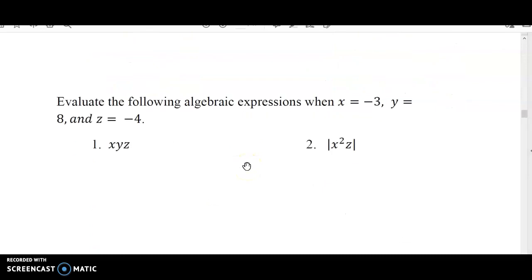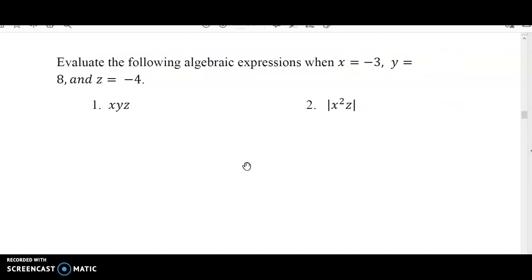Last piece we're going to take a look at, it says evaluate the following algebraic expressions when x is negative 3, y is 8, and z is negative 4. When you see something like this, and when you evaluate an algebraic expression, what that means is we're going to say x's value is negative 3. So I'm going to plug negative 3 in where I see x. Y's value is 8. I'm going to plug 8 in where I see y. Z's value is negative 4, so I'm going to plug that in where I see z. Anytime you have the variables stuck together like that, the operation is multiplication. So negative 3 times 8 times negative 4. So PEMDAS says go left to right. So negative 3 times 8 gives me a negative 24 times negative 4. And then negative 24 times negative 4 gives me a positive 96.